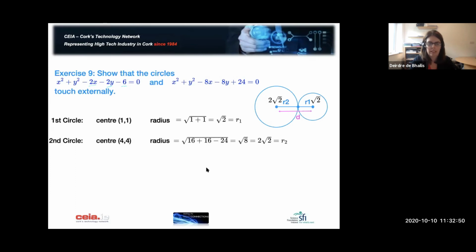So we have the center is 4, 4, and the radius in that case is 2 times the square root of 2. So we want to add both of those radii together. So R1 plus R2 gives us 3 times root 2. And if we want to show that the circles touch externally, what we need now is to find the distance between the two centers. And if they touch externally, then that distance should also be equal to 3 times root 2.